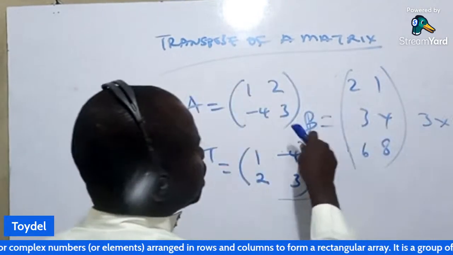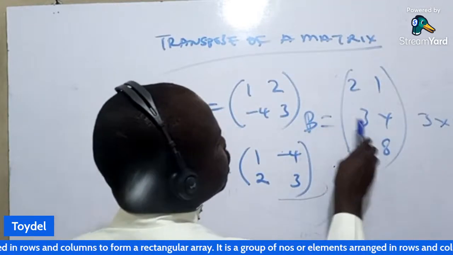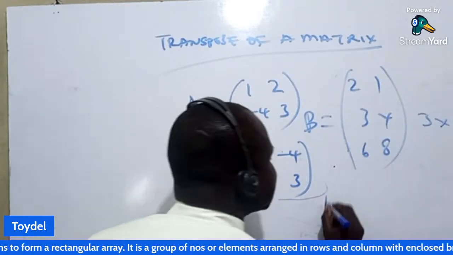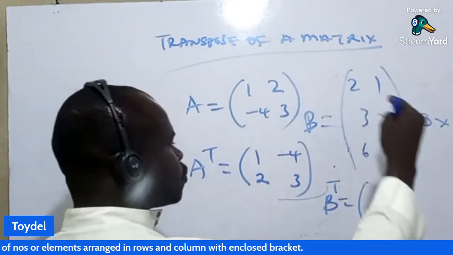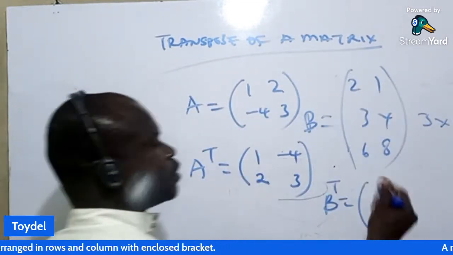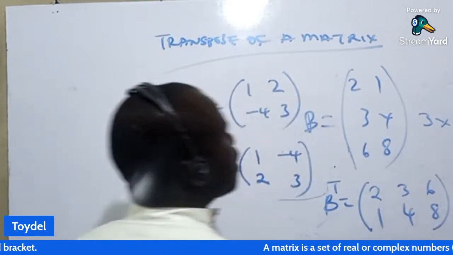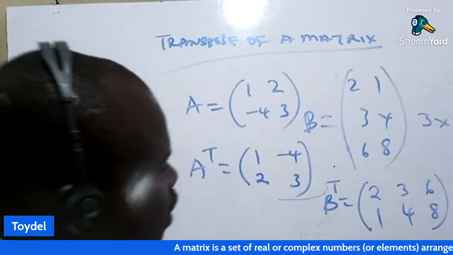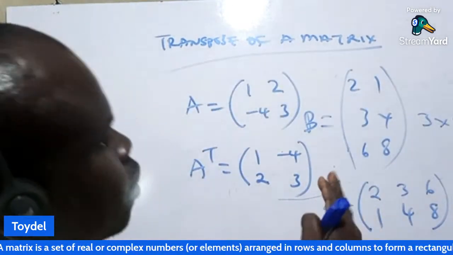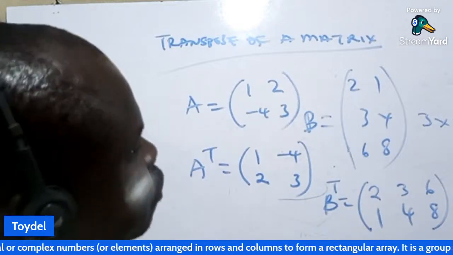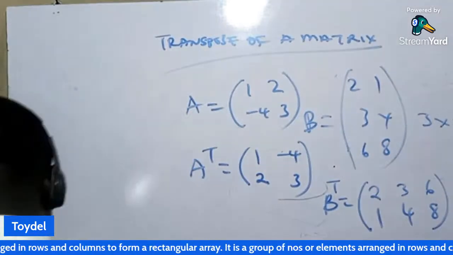Because how do we name a matrix? Number of rows by columns. So if B is a 3 by 2 matrix, what will be the transpose of B? B transpose will now be first row to first column, second row to second column, then third row to third column. That will be 2, 1, 3, 4, 6, 8. So when we transpose a 3 by 2 matrix, we are going to get a 2 by 3, because the number of rows has reduced to 2, while the number of columns has increased to 3. So this is all about transpose of a matrix.